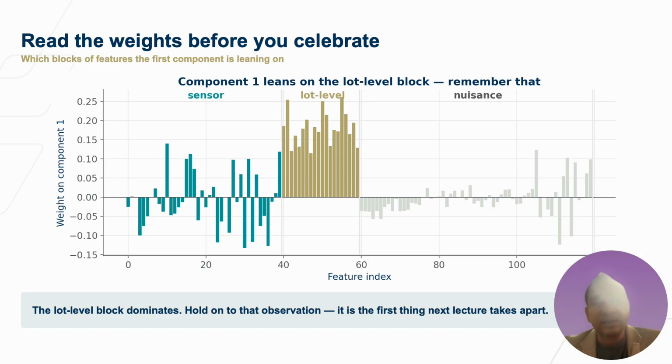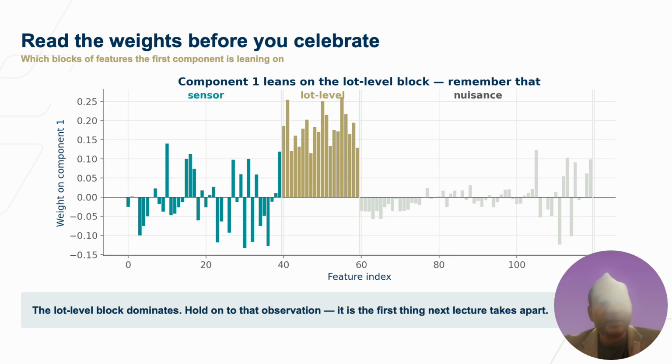These are the weights on the first PLS component, one bar per feature. Teal is the sensor block, gold is the lot level block, gray is the nuisance block. The nuisance block is quiet, which is reassuring. PLS correctly ignored 60 columns of noise. And look at the gold block. The lot level features dominate the first component.